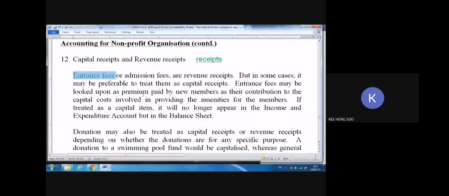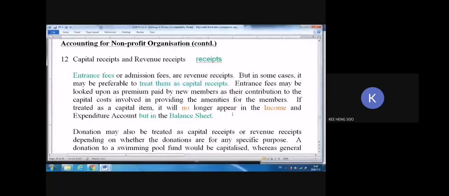Entrance fee may be looked at as a premium paid by the new member as their contribution to the capital cost incurred. So it no longer appears as income. So entrance fee is not income. Entrance fee is not income, but it goes in the statement of financial position. Okay, take note. In the exam question, I will tell you that entrance fee is treated as your capital receipt.